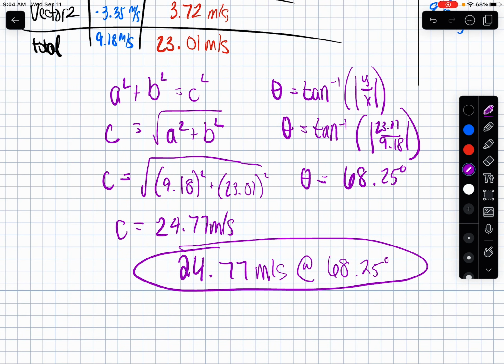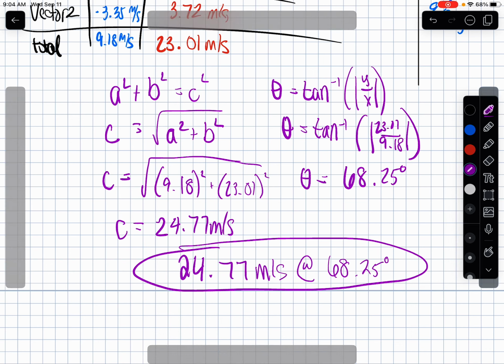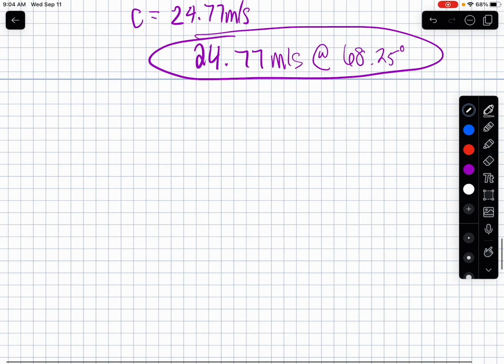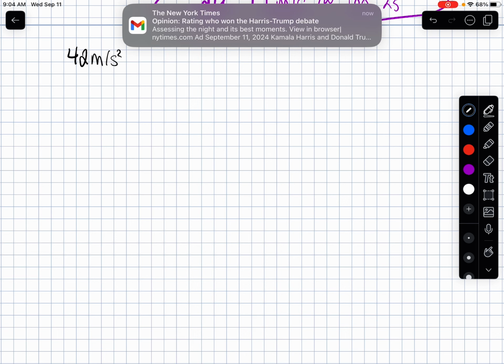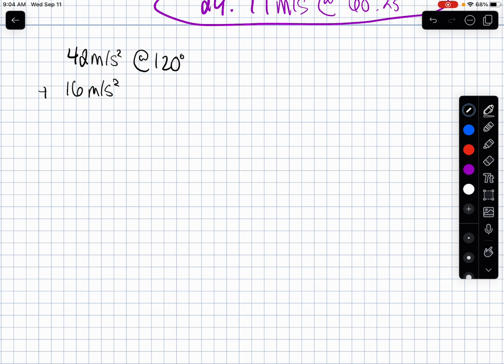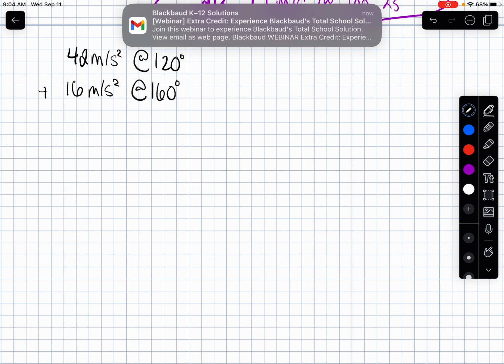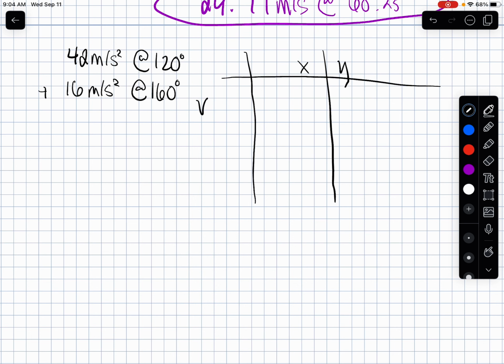Okay, let's do another one. Again, I want you to pause this and actually find these components by yourself. But let's say I'm adding up 42 meters per second squared at an angle of 120 degrees plus 16 meters per second squared at an angle of 160 degrees. So again, pause your video and I want you to actually find your x and y components of each of them. Okay, so pause and make your chart.